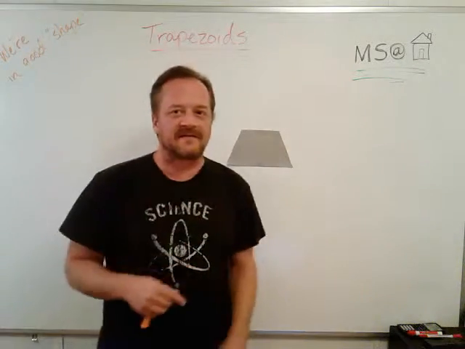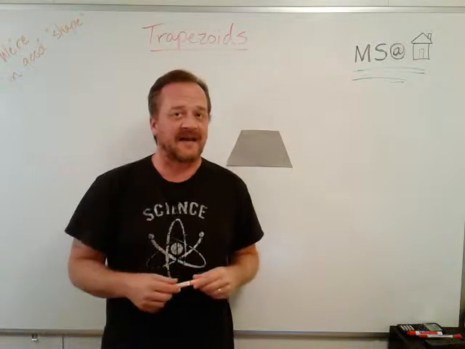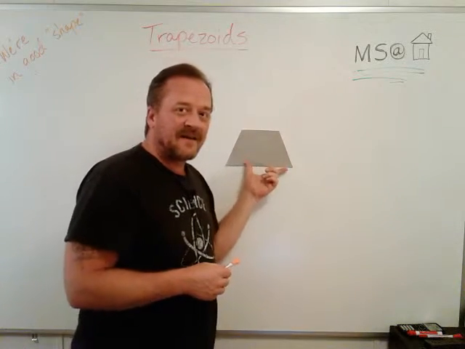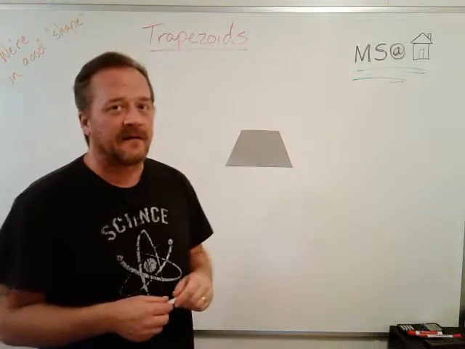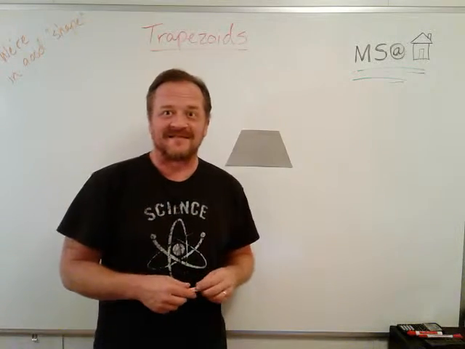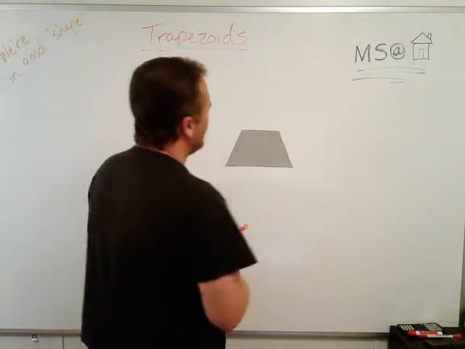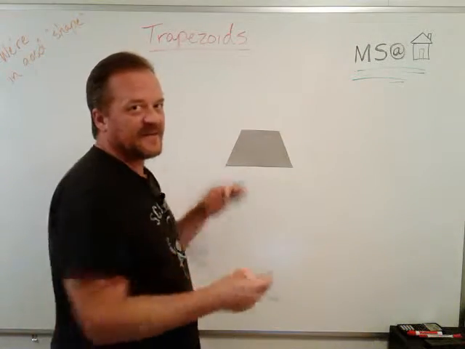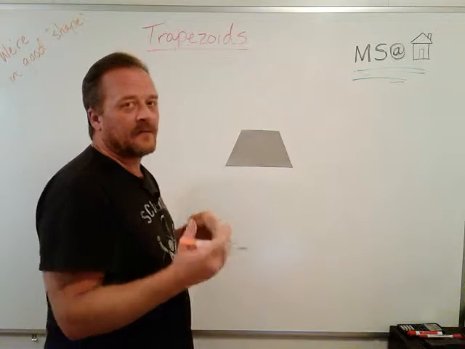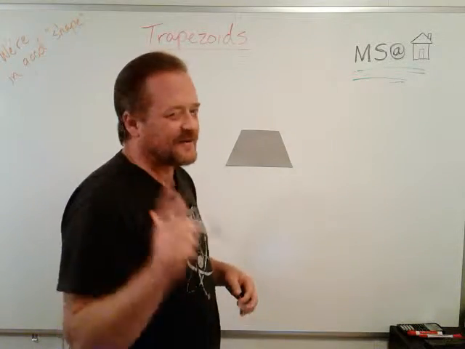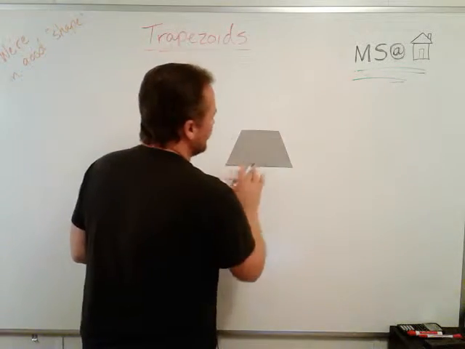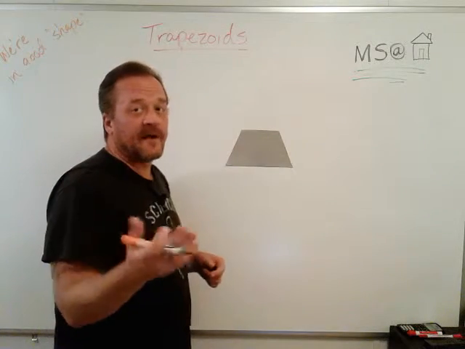But the interesting thing, and I mentioned this in the last lesson, is that this is actually part of a parallelogram, just like a triangle was. Let me show you what I mean. First, let's talk about what the pieces are, and then we'll make it into a parallelogram and you'll see. This one has two bases, okay? Just like a parallelogram does.